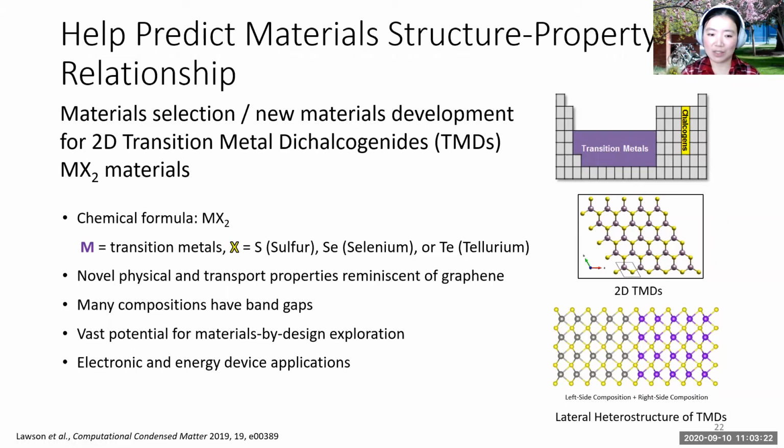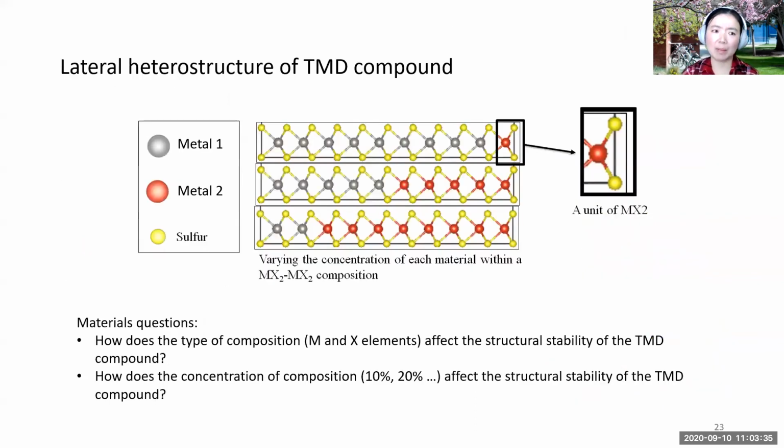Why are we interested in that? Because this type of material we can use in electronic devices, or probably in energy storage, for example in batteries as well. So the material question we have is, for these lateral heterostructures, we know that if we change the left side or the right side composition, then the material will change, meaning the property will change.